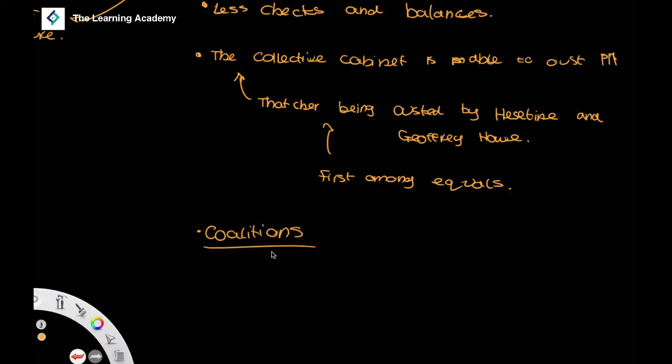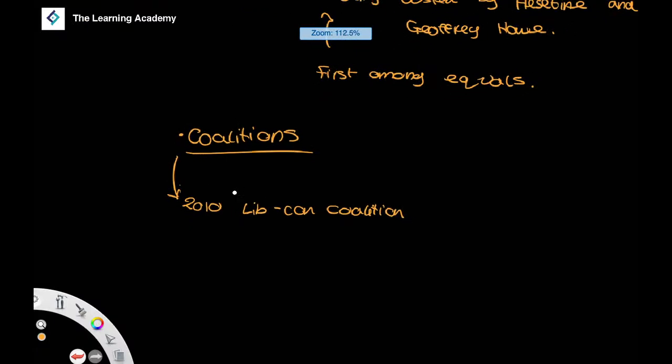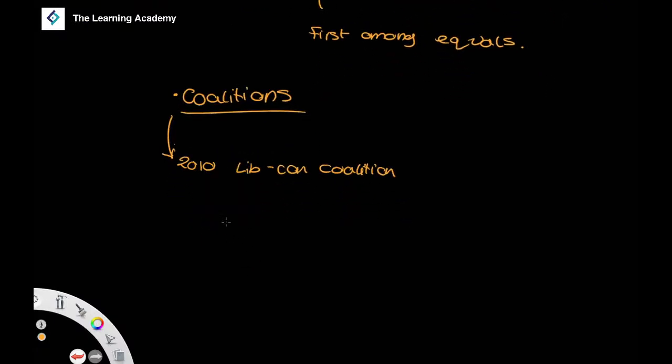Yes, as a point against the argument that prime ministers are more like presidents, we can talk about the fact that we have seen the existence of coalitions and agreements. You can talk about the 2010 Lib Dem Conservative coalition. This is something that is very unlikely to ever happen. You're never going to have two presidents effectively within the American system.